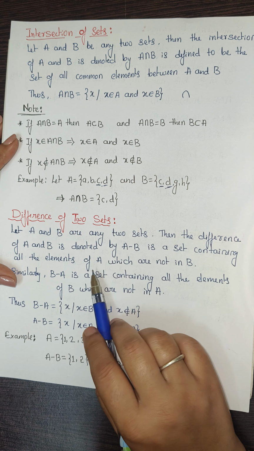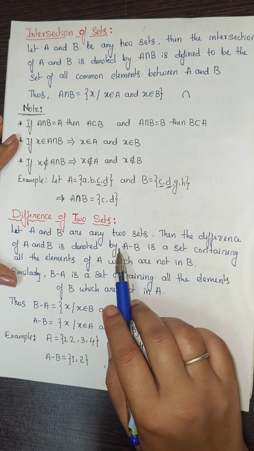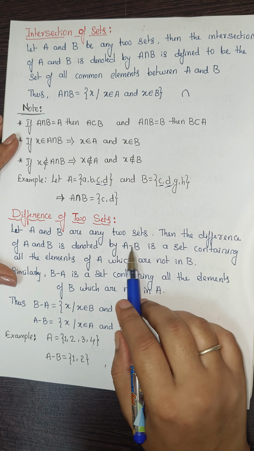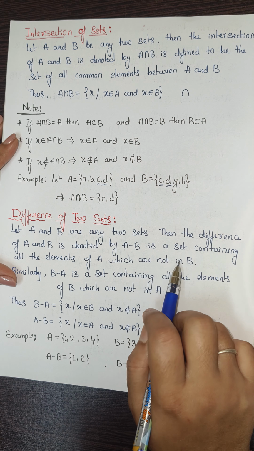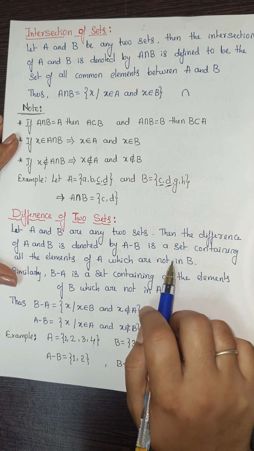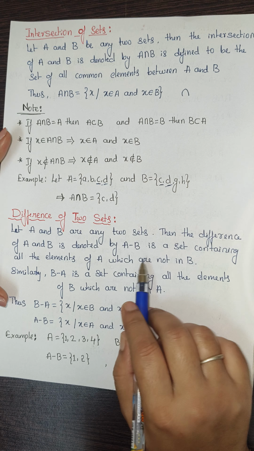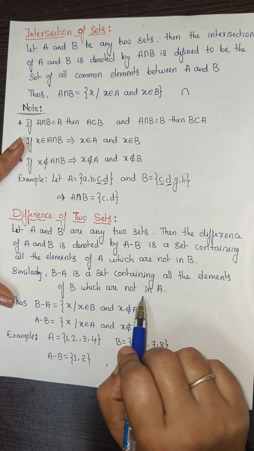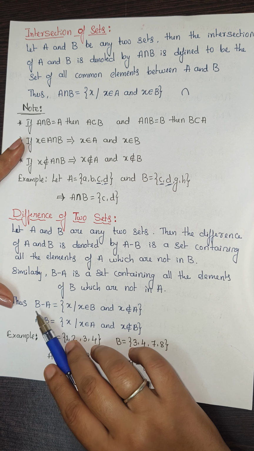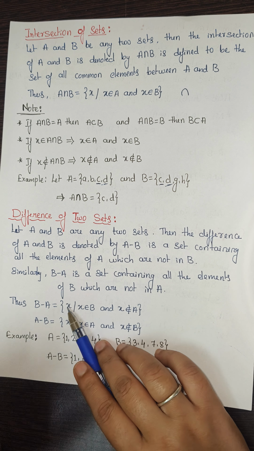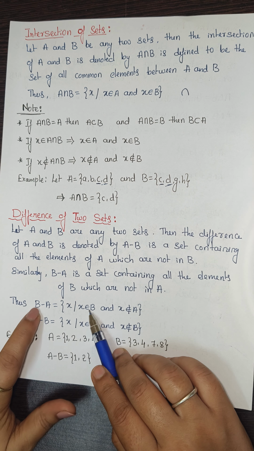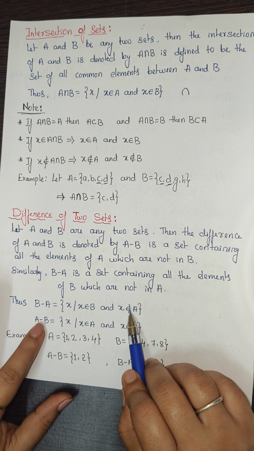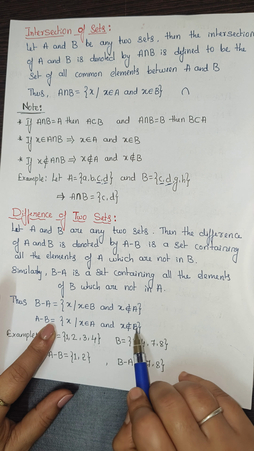Means the common elements we are not supposed to write, only the elements of A. For A minus B, we need to write only the elements of A, and skip the ones which are in B, the common elements. Similarly, B minus A is a set containing all the elements of B which are not in A. That is, B minus A is the set of X such that X belongs to B but X does not belong to A. And A minus B means X belongs to A, X does not belong to B.